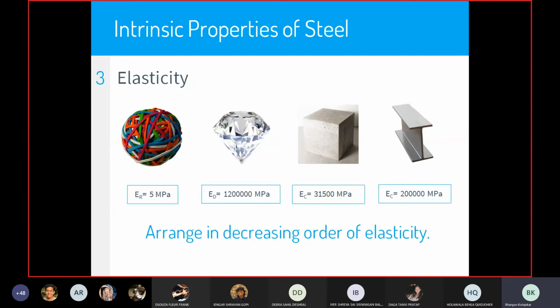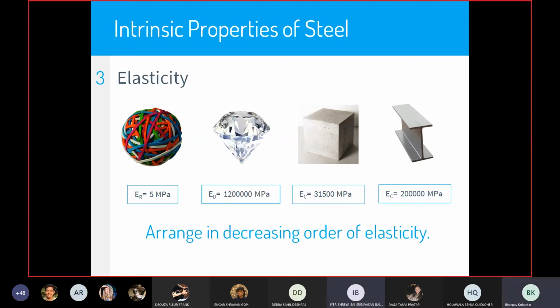Any more thoughts on this? Yeah, I think it should be the other way around. Okay. So she thinks that it should be rubber and then concrete and then steel and then diamond, right? Decreasing order of elasticity. I think it should be in decreasing, it should be diamond, then concrete, then steel, then rubber band.